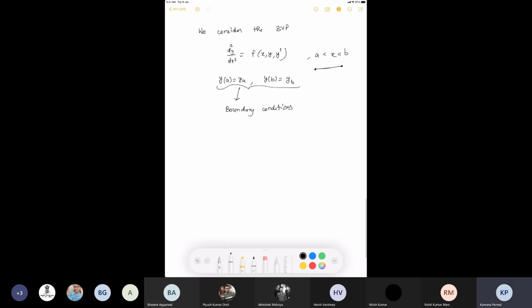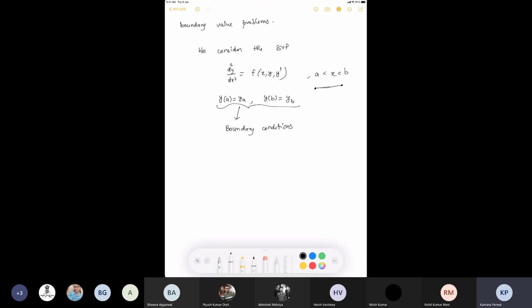Now, what is our interest? We want to find numerical methods to approximate the solution of this boundary value problem. Okay, so let's give it a question number.